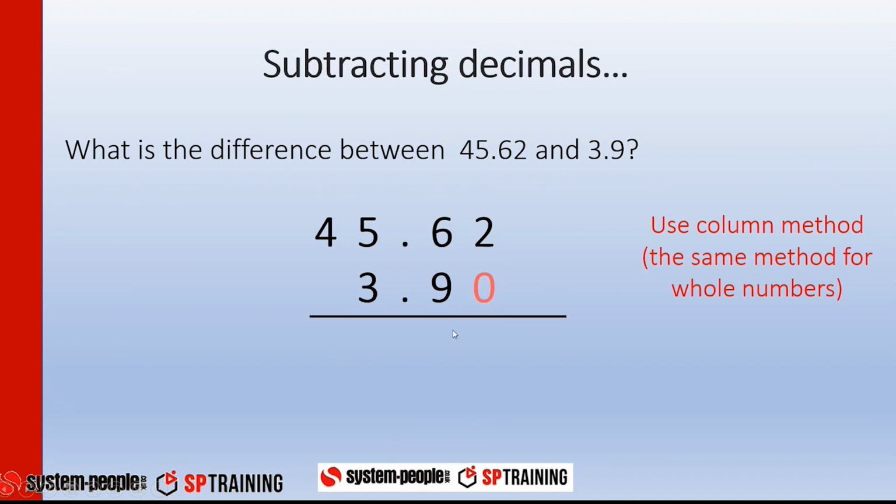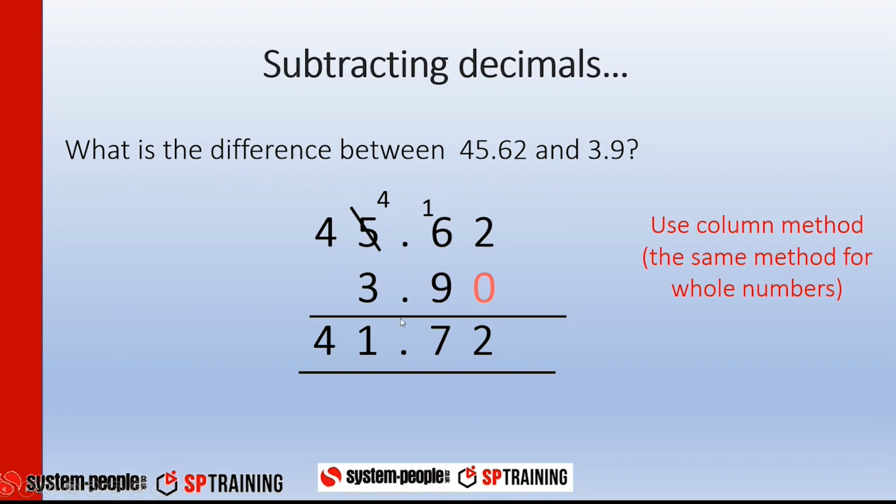The reason for that is that you're doing 2 take away 0, which would be 2. Okay, and then we do the same. 2 take away 0 will get us 2. Because we can't do 6 take away 9, we borrow 1 from the unit, so that becomes 4, and that becomes 16. And then we just work across. 2 take away nothing is 2, 16 take away 9 is 7.